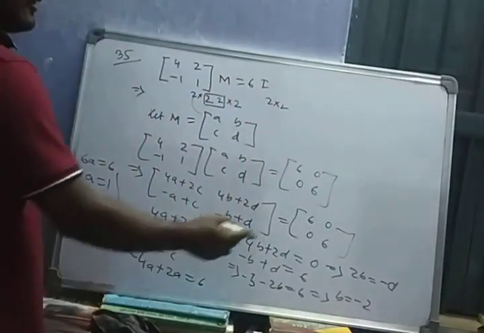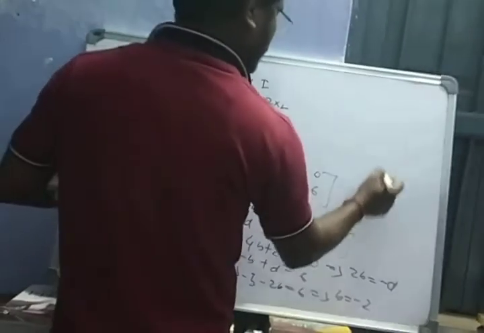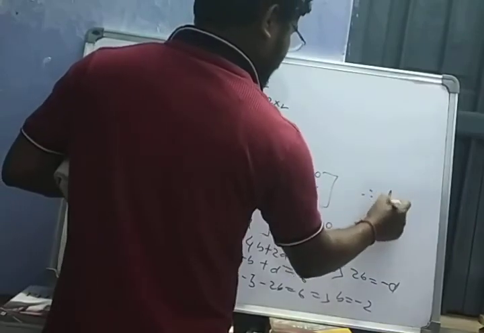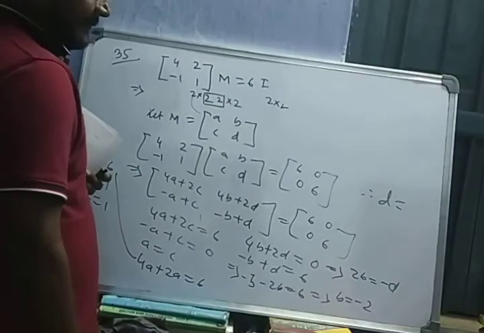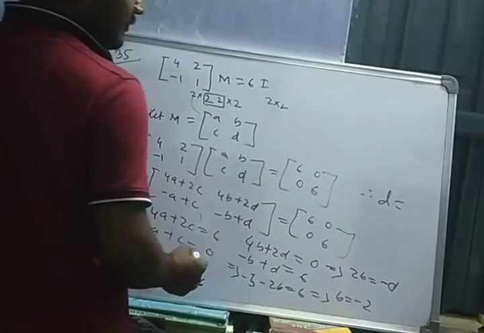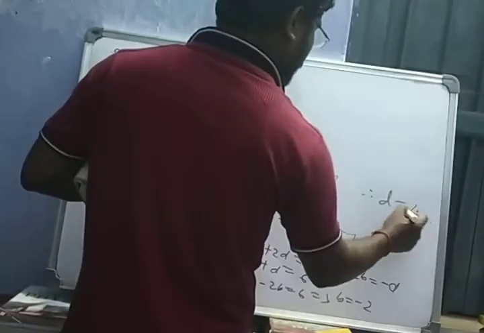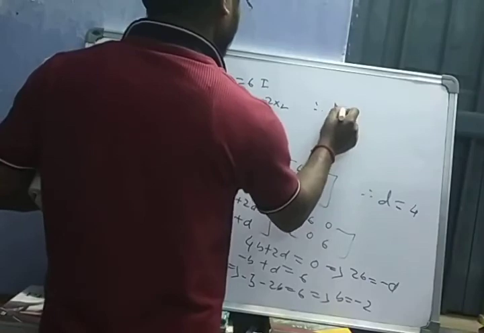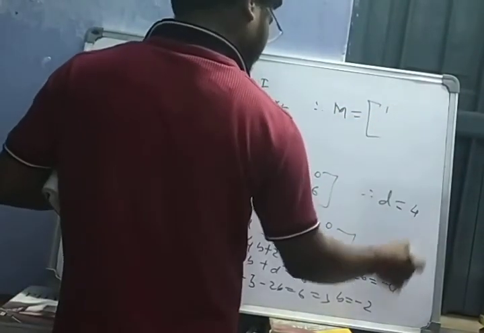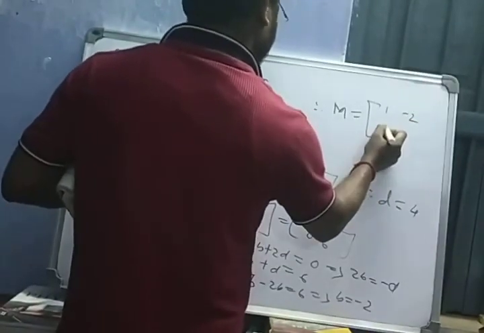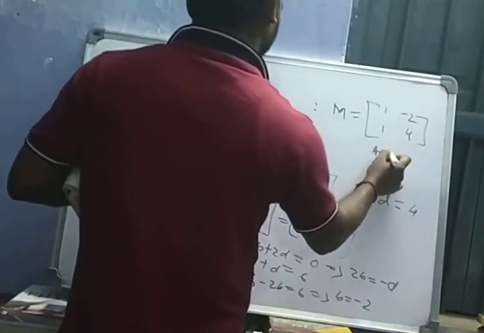That is minus 3b equals 6, so b equals minus 2. Then d equals minus 2b, meaning minus 2 times minus 2, which is 4. Therefore the matrix M equals [a b; c d]. A means 1, B means minus 2, C means 1, D means 4. This is the answer.